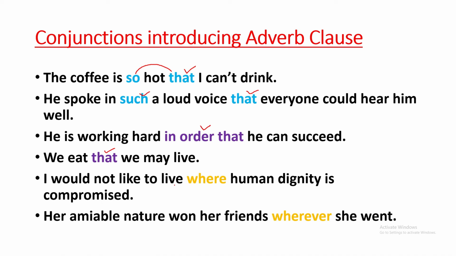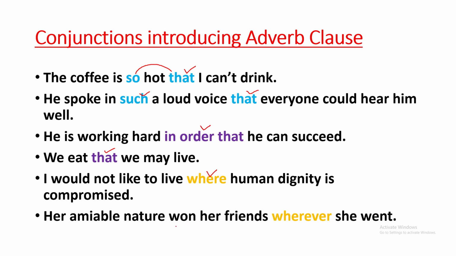I would not like to live where human dignity is compromised. Where would I not like to live? Where human dignity is compromised. So where is the subordinating conjunction introducing an adverb clause of place. When you ask a question to the verb with where, what answer comes? That is one adverb of place. Or what clause comes? That is one adverb clause of place.